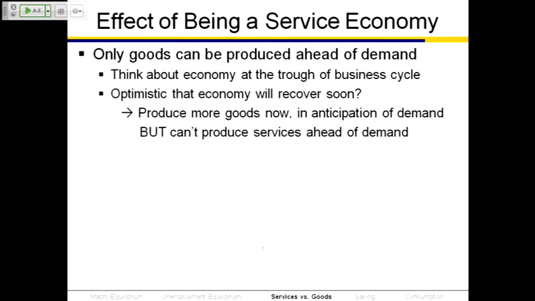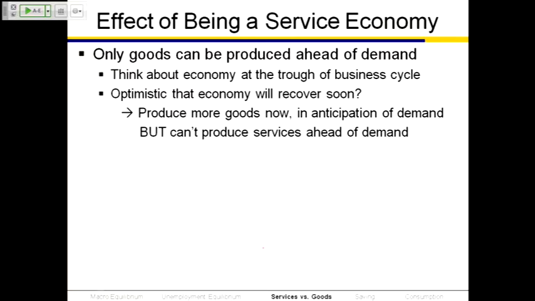If businesses are optimistic that the economy will recover soon, the goods producers can produce more goods now in anticipation of demand. So we're at the trough, things have been terrible, but it's March of 1933, there's a new president who's been inaugurated, and everybody's optimistic things are going to improve, or the same thing happened in January 2009, and people got optimistic that things are going to improve. The goods producers can respond to that optimism by producing more goods in anticipation of demand. And the service producers can't.